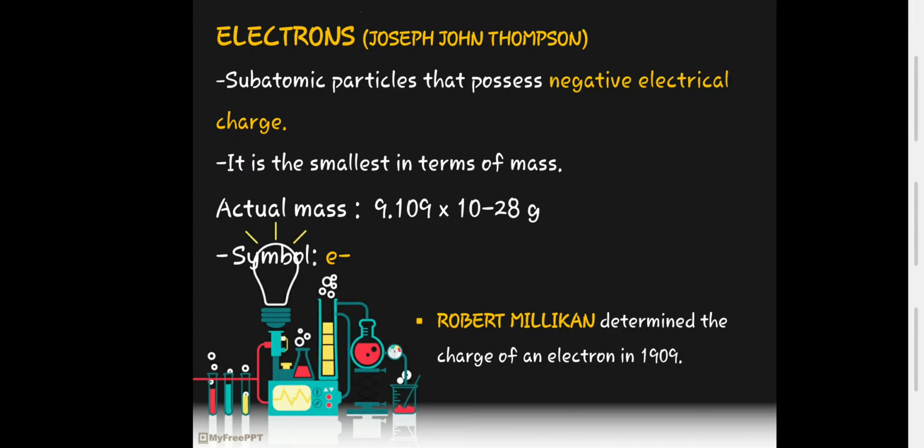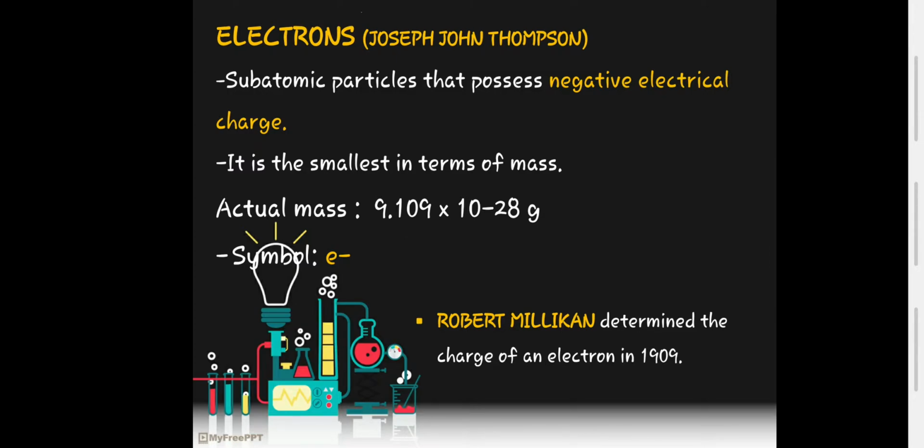Electron was discovered by Joseph John Thomson, or we call him J.J. Thomson. J.J. Thomson, or Joseph John Thomson, discovered electrons. It is said that an electron is a subatomic particle that possesses a negative electrical charge. As I've said, always remember that electrons carry a negative charge. Aside from that, electrons are the smallest in terms of mass.